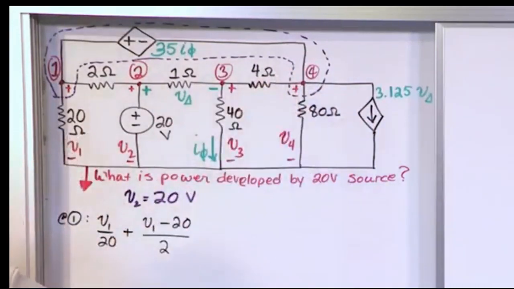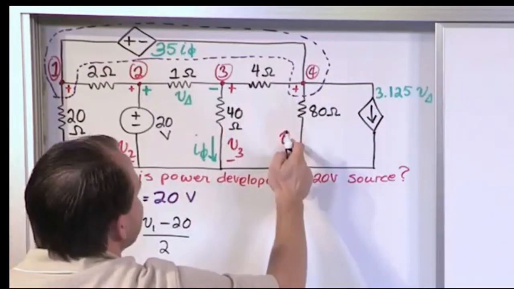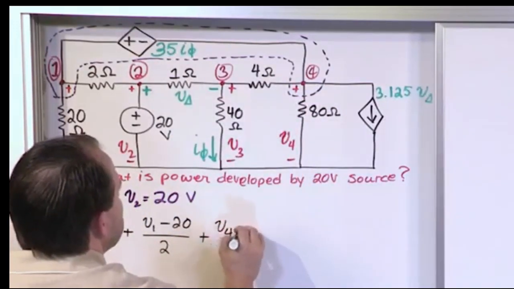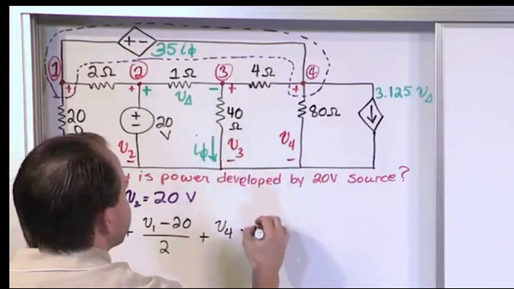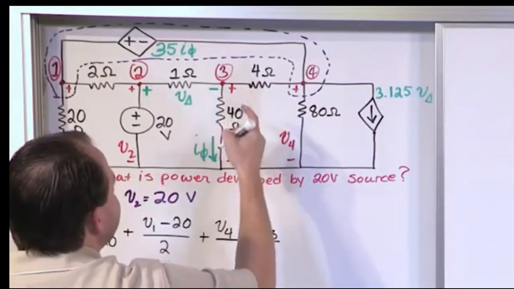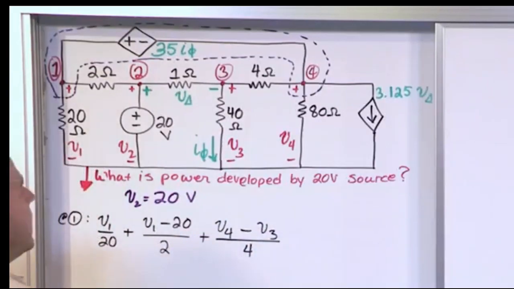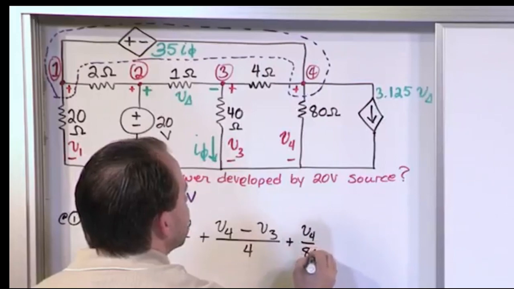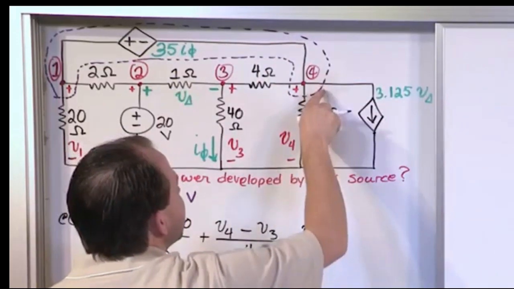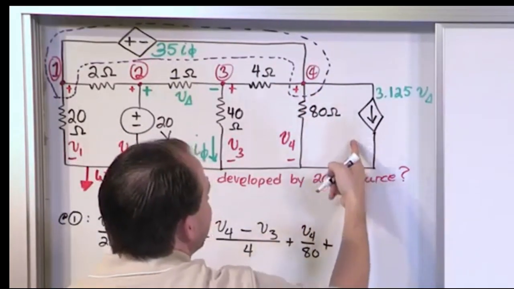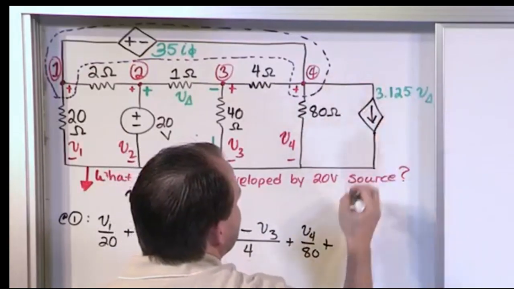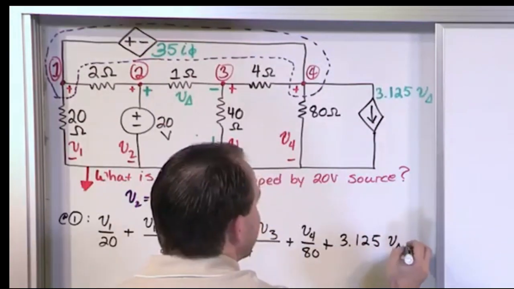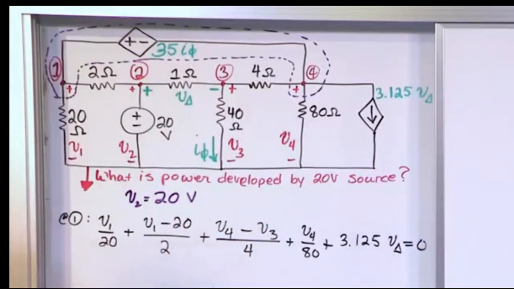Well, let's work with the currents over there. The current through this 4 ohm resistor is popping up to V4 minus V3 over 4. Okay? Then the current through this leg is V4 over 80. And then the current through this leg is just a current source, so it's coming out, so we call it positive 3.125 V delta. That's the current. And all this stuff has got to be equal to 0.